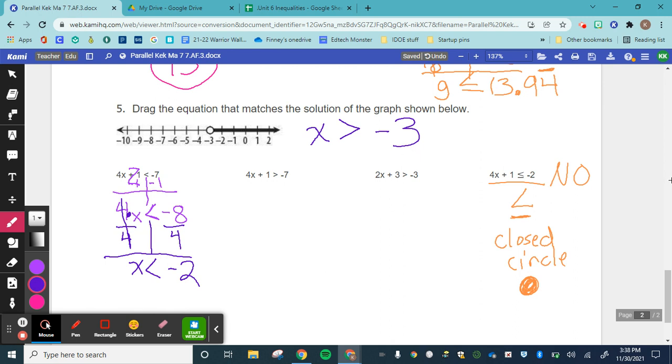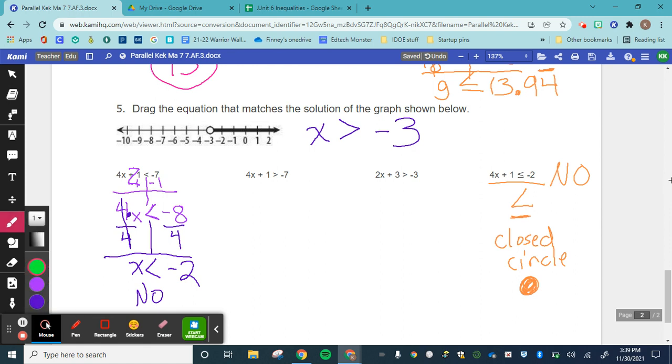So I can see both the inequality sign and the solution of less than -2 instead of -3. Neither of those match. So this one is a no. So it's not the second one. I mean, it's not the first one, sorry.